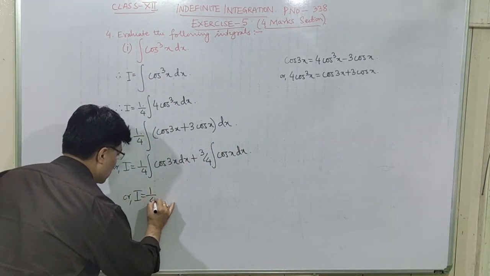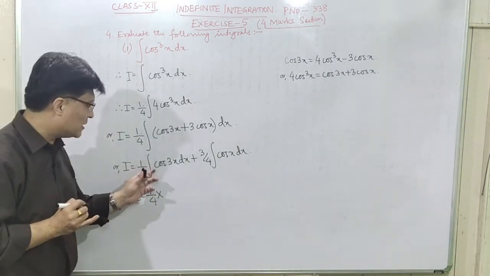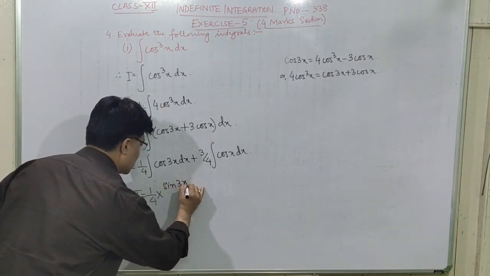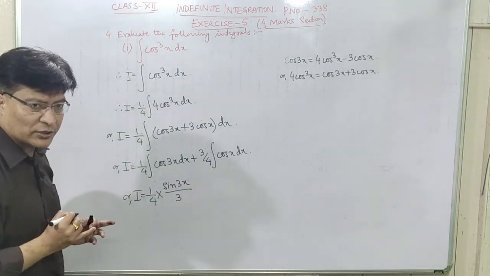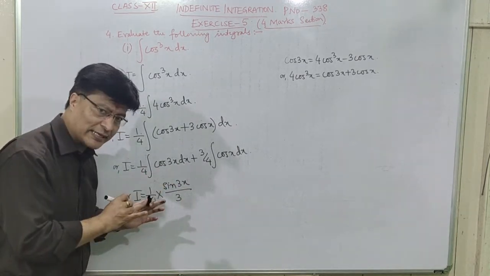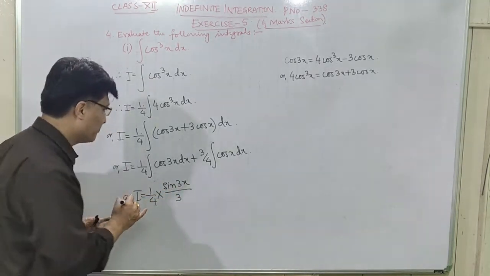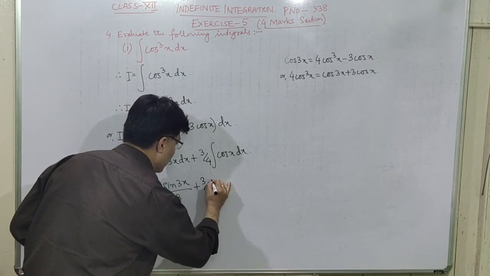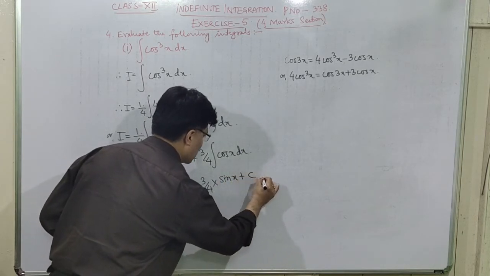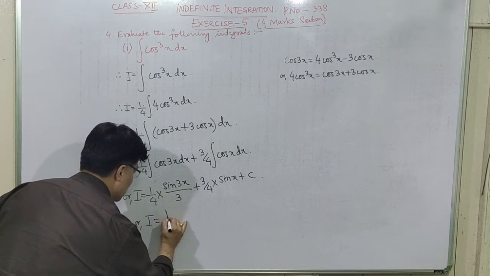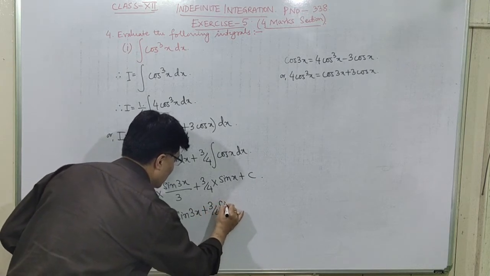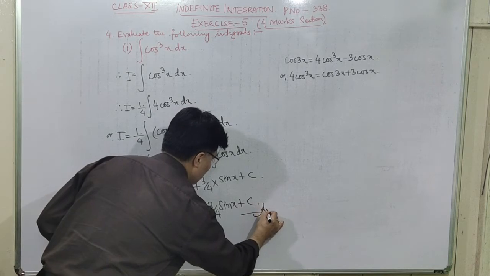Or I is equal to 1/4 into, what is integration of cos 3x? It is just like integration of cos mx dx. What is the formula? It is sin 3x divided by 3. If it were differentiation, you would have written sin 3x into 3 with a minus sign, but this is the case of integration, so you should write sin 3x divided by 3. Then plus 3/4 into, what is the integration of cos x? It is sin x, plus c. So I is equal to 1/12 sin 3x plus 3/4 sin x plus c.